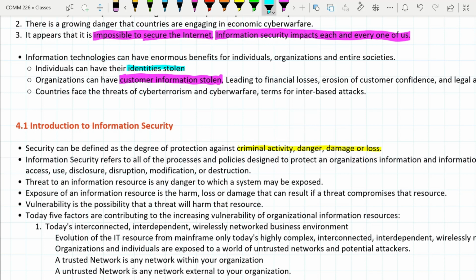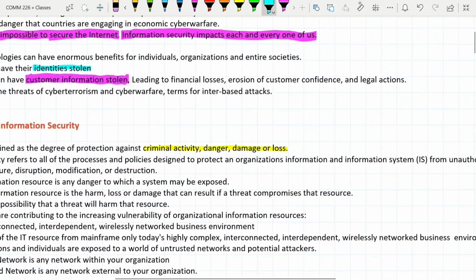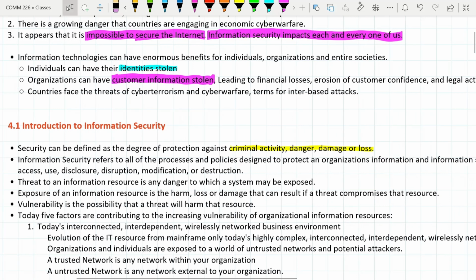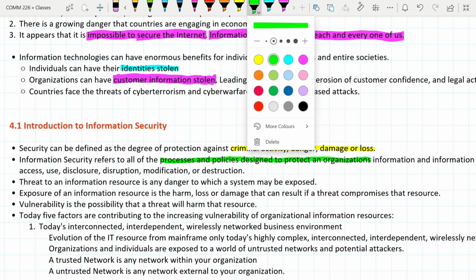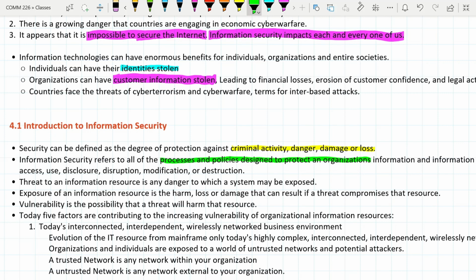Information security refers to all the processes and policies designed to protect an organization's information and information systems from unauthorized access, use, disclosure, disruption, modification, or destruction. The threat to an information resource is any danger to which a system may be exposed. Exposure of an information resource is the harm, loss, or danger that can result if a threat compromises that resource. Vulnerability is the possibility that a threat will harm the resource.